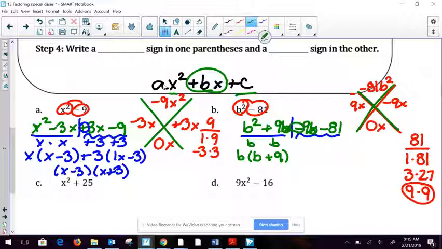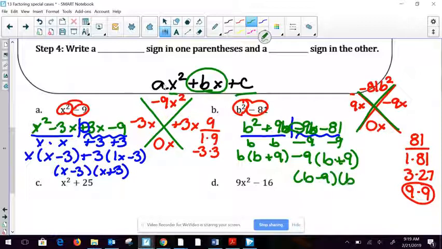Ooh, we have a negative sign. We write it 1, 2, and 3 times. 9b and 81, what can we divide them both by? A 9. So when I do that, I'm left with b plus 9 in parentheses. So my parentheses match. My first one is b minus 9. My second one is b plus 9.